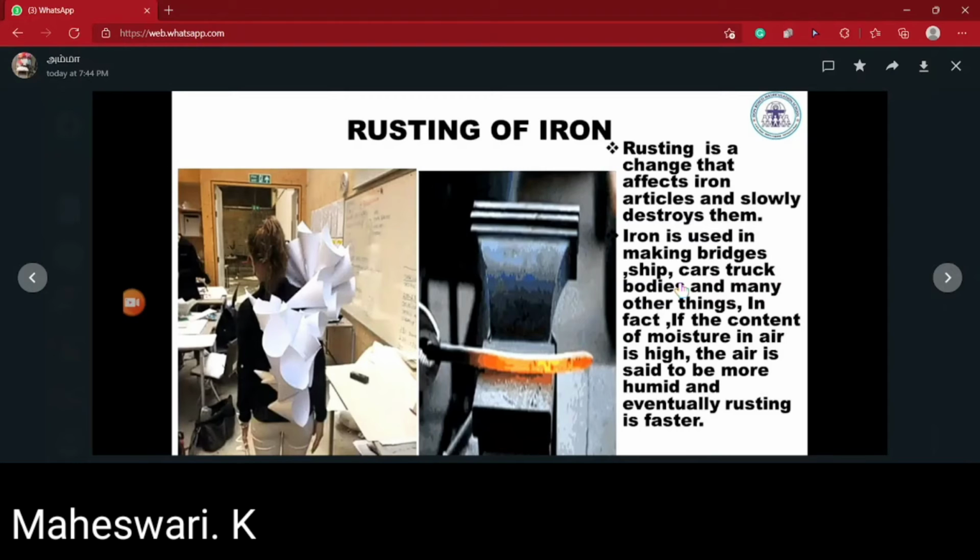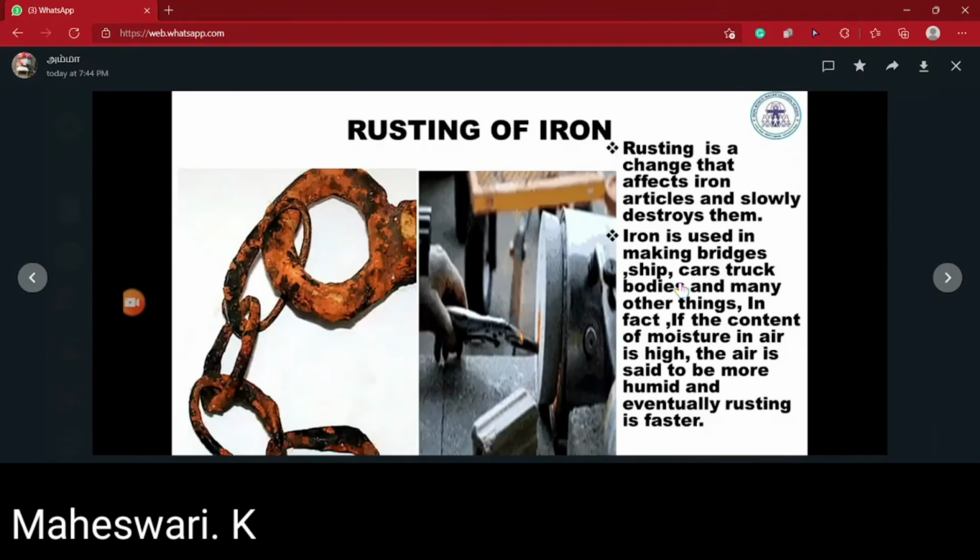Iron is used in making bridges, ships, cars, truck bodies, and many other things. If the moisture content in air is high, the air is said to be more humid, and rusting is faster. This is the picture of the rusting of iron.